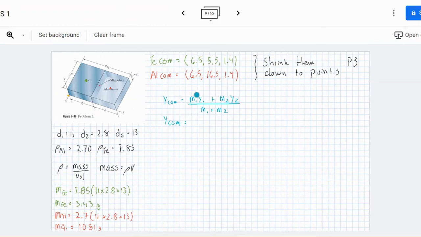Okay, let's do the mass of the iron. That's the first one we did. So the mass was 3143, and its y position was 5.5, plus the mass of the aluminum was 1081, and its position is 16.5. Divide the whole thing by... okay, let me add this up, see what I get.